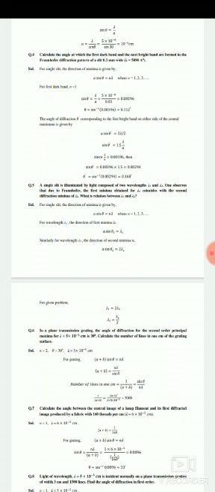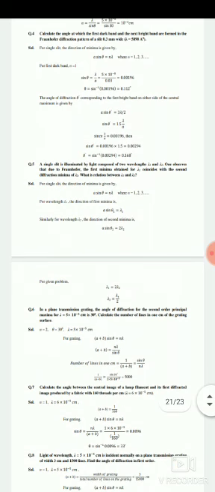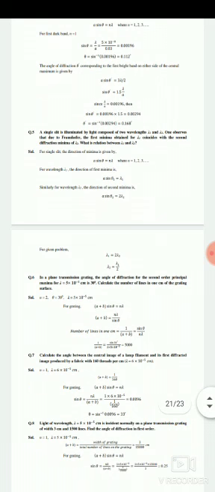The angle of diffraction theta corresponding to the first bright band on either side of the central maxima is given as a sin theta is equal to 3 lambda by 2. Here we further calculate this, sin theta is equal to 1.5 lambda by a. Since lambda by a we already calculated as 0.112, just put this and calculate theta.